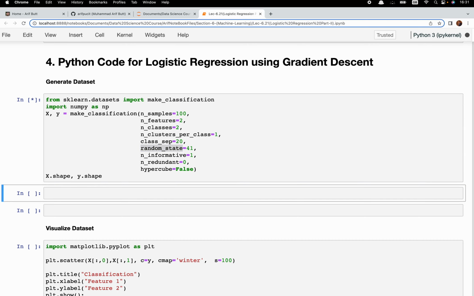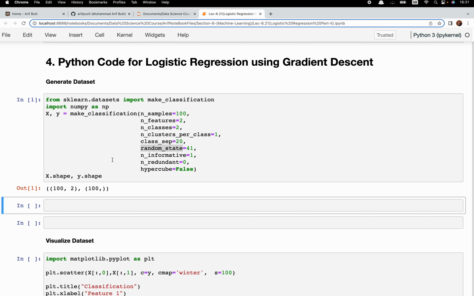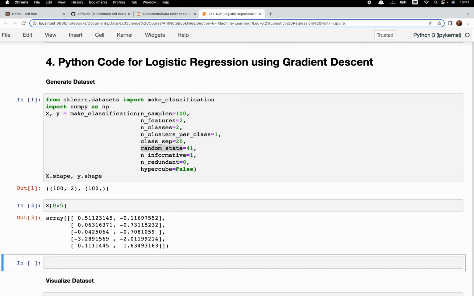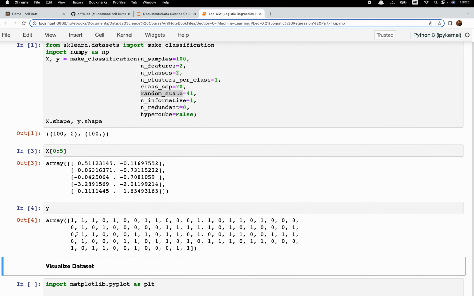Let me just execute this. And you see the shape of input features in X is 100 by 2, and the output label Y, containing the ground truth, also contains 100 values. Let me show you the contents of these two arrays. Let me show you the X array, the first 5 rows from the 0th index to the 4th index. Okay, and let me show you the entire Y. I hope this makes sense.